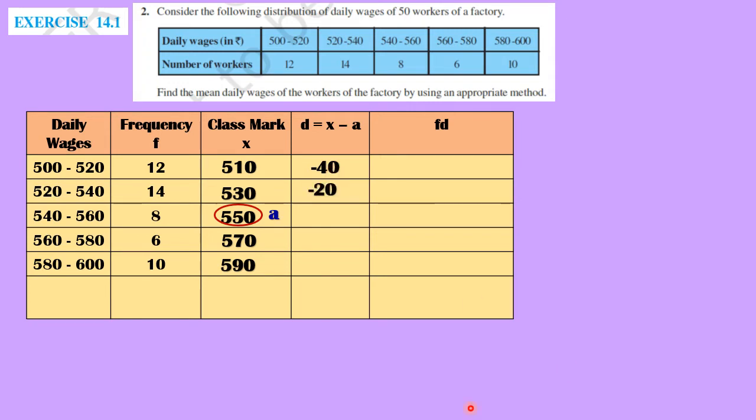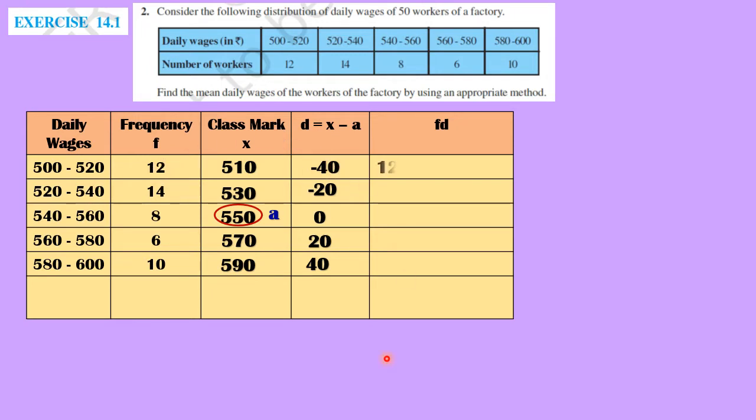Next, 530 minus 550, minus 20, then 0. Next, 570 minus 550, 20. 590 minus 550, it is 40. So here also you can see that D is in the increasing order of the class interval. Next, FD, frequency into D. So it will be a little more easy for us.